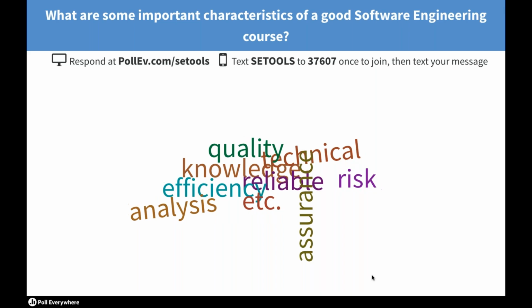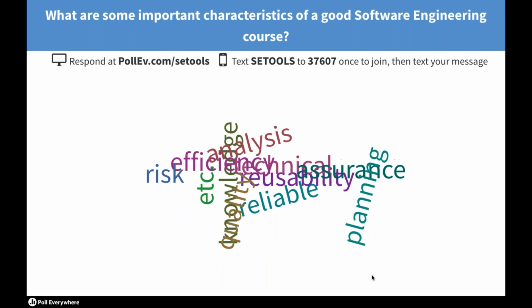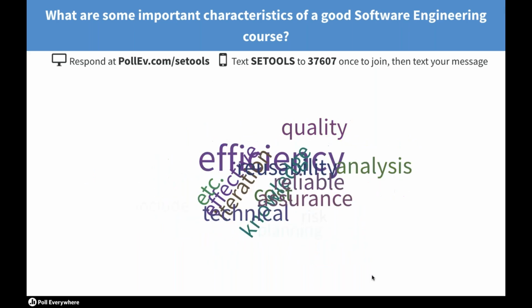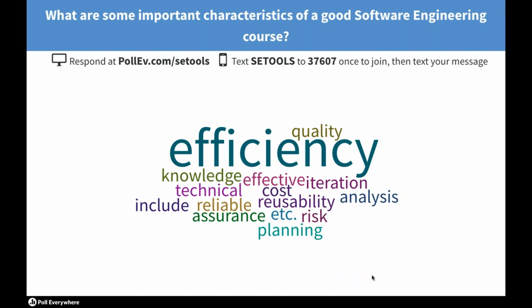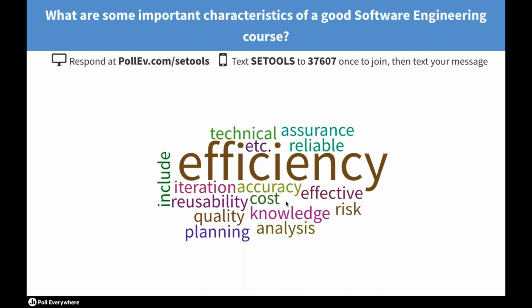So some of these, reusability is another good one. Efficiency, you see how the efficiency is in bold, so it looks like a number of you think that efficiency is an important characteristic. Cost, I see a few other ones there that are important. So whenever we are dealing with software development, all of these aspects are important, and therefore when we're teaching software engineering, we need to introduce all of these aspects in the course.